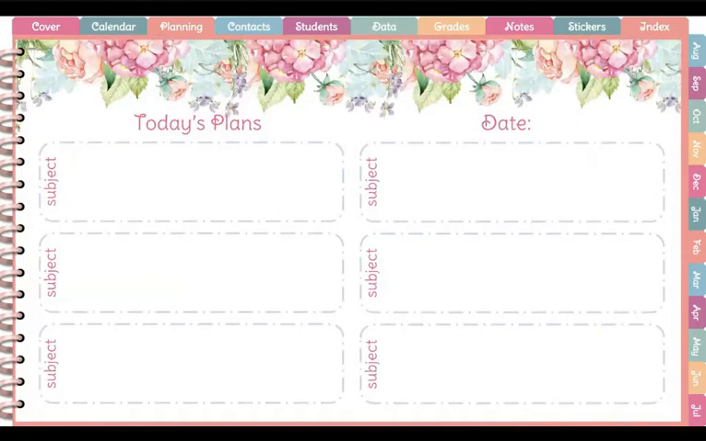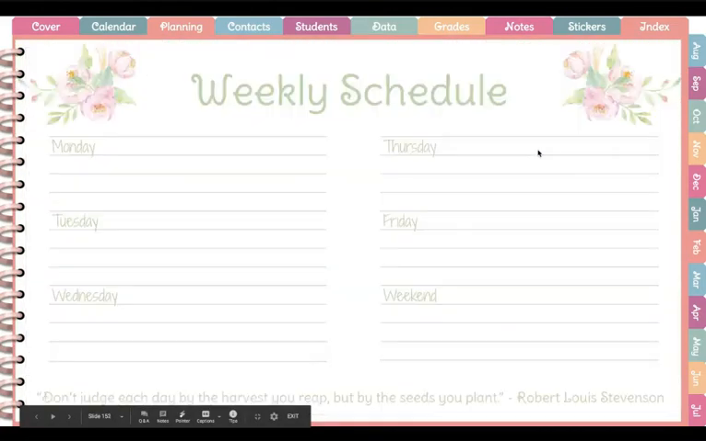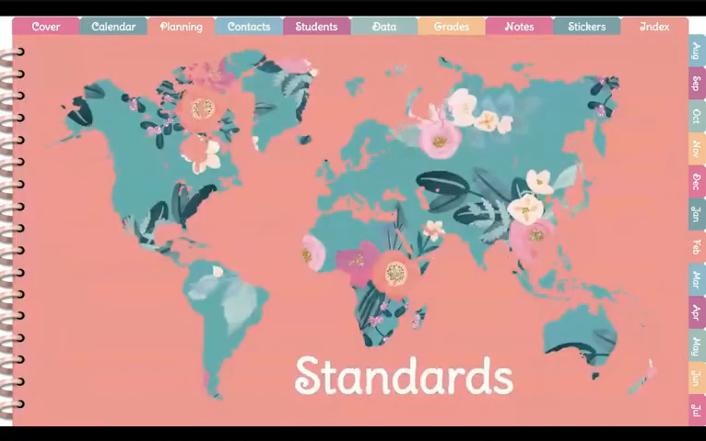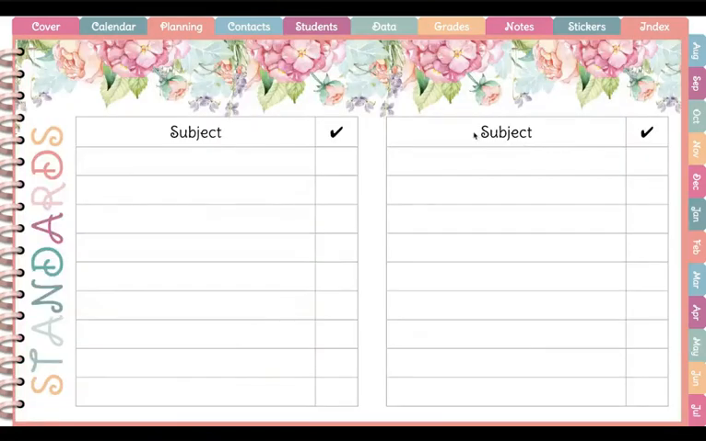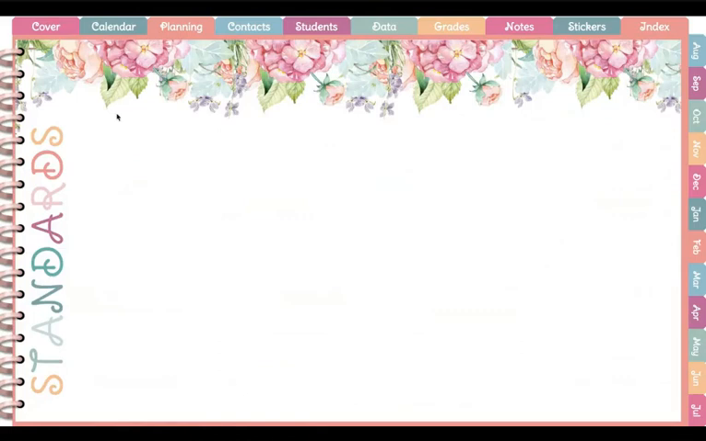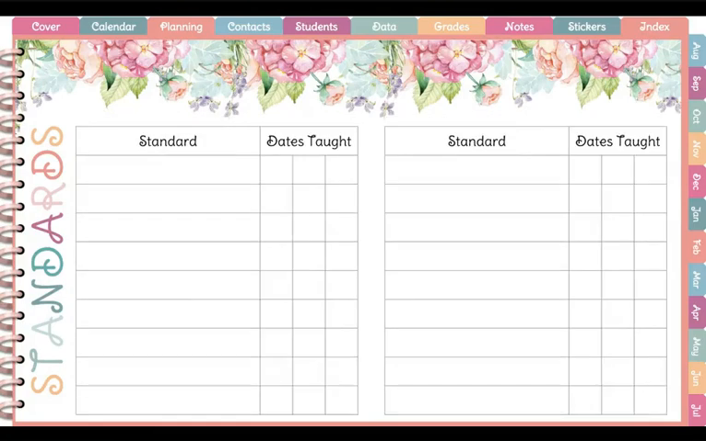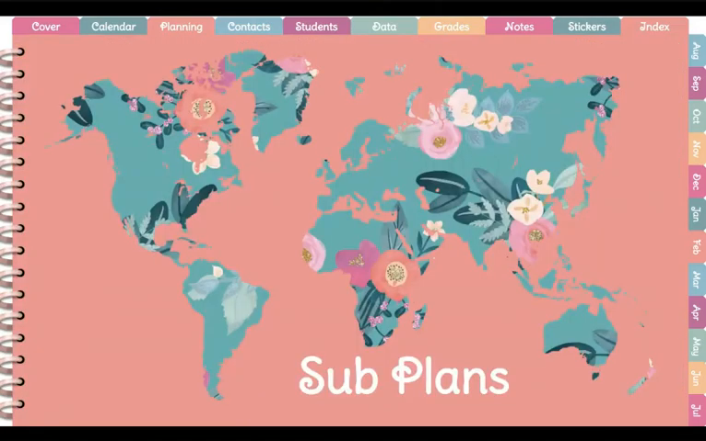So if you want to write your daily lesson plans in depth, you can copy and paste this as many times as you need. A weekly schedule, weekly lesson plans, small group lessons, all your planning, all there. And then standards. So here you can just, like, if you wanted to grab a snapshot of it or just put a link to the standards, that's why I left this blank. Or you can write in your specific standards and check them off as you go. Or if you really want to get specific with it, you can write the dates that you taught the standard.